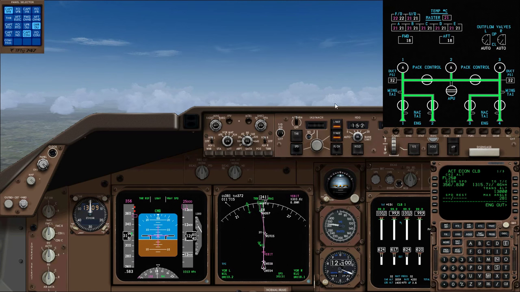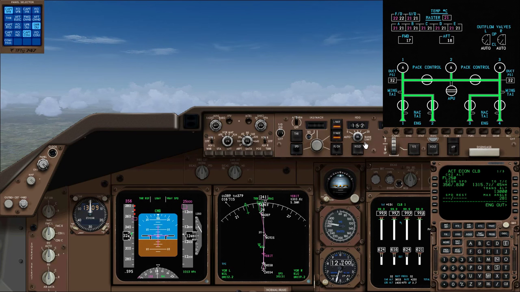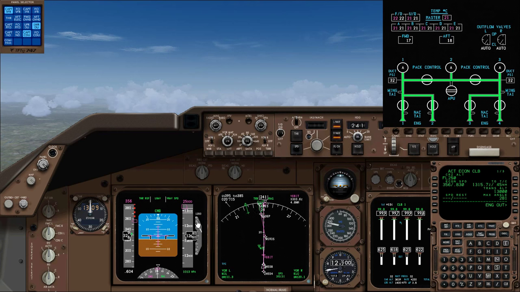We're still climbing. Top of climb will be 46 nautical miles. As you can see now, cabin temperature and flight deck temperature are stabilized at 21 and 22 as we have selected. It usually takes 5 to 10 minutes, more realistic than before. We can select 241, good airmanship to set the heading back to the actual heading. And rate of climb is of course 1300.